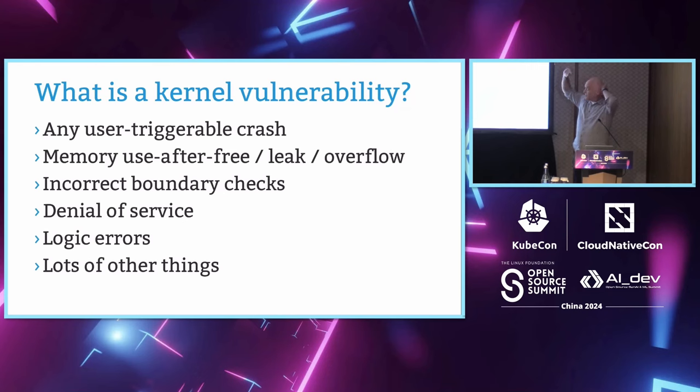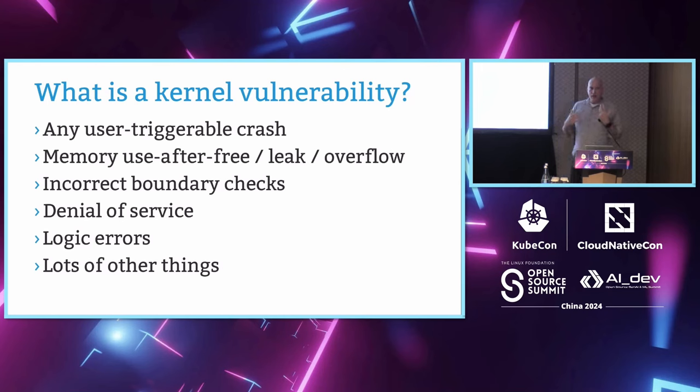So anything user triggerable, obviously, if you crash the machine, denial of service, memory use after free, leak, overflow, boundary checking, denial of service, logic errors, loads and loads of other things. These are all types of vulnerabilities. Not necessarily that you're using them, or doing this type of stuff, or using this part of the kernel, but I have to disclose it. One thing that is really interesting, in the kernel, developers would do something called warn, like an assert. Warn if this happens. And it'd be like a little warning, tell the user this, and spit a message out to the log.